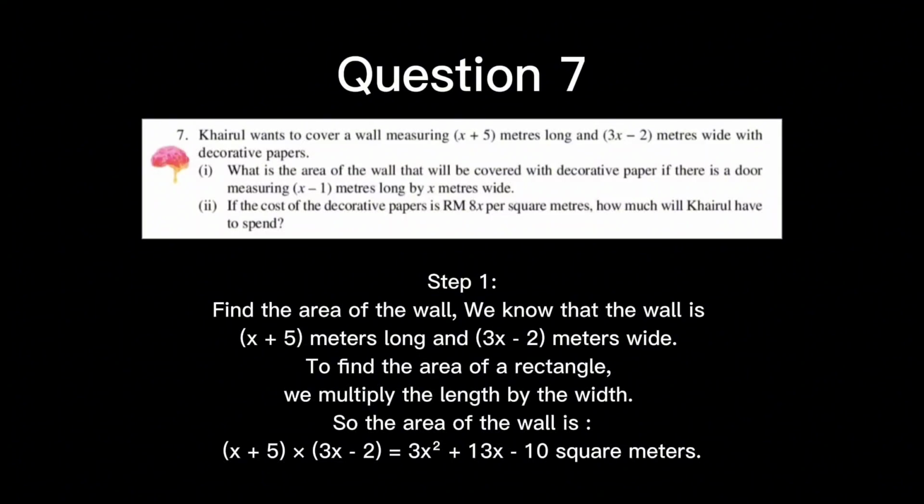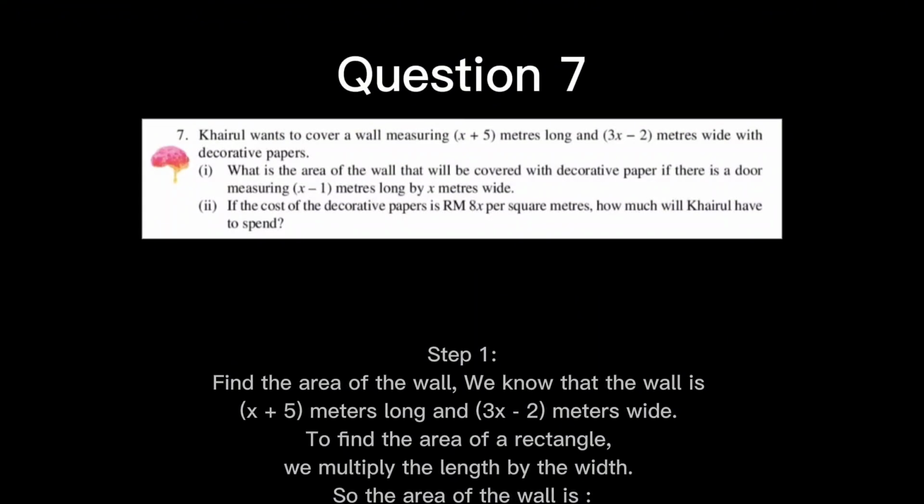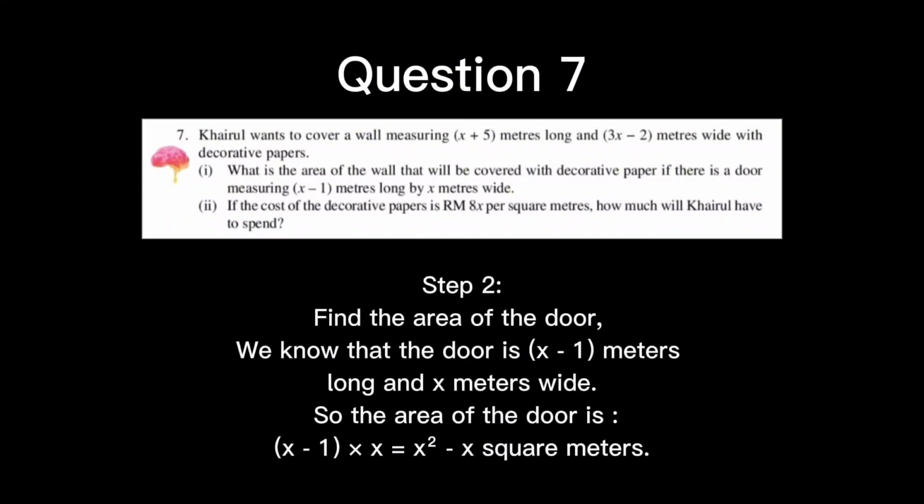To find the area of a rectangle, we multiply the length by the width. So the area of the wall is (x + 5)(3x + 2) = 3x² + 17x + 10 square meters. Step 2. Find the area of the door. We know that the door is x + 1 meters long and x meters wide. So the area of the door is (x + 1)(x) = x² + x square meters.